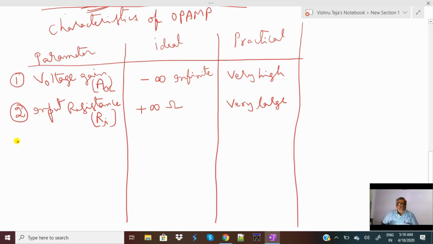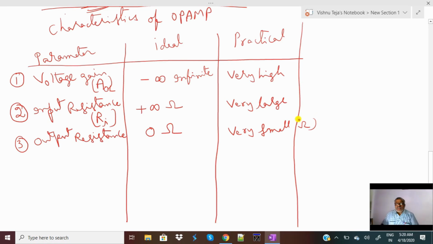a few mega ohms. And the third parameter is output resistance. Output resistance is 0 ohms for the ideal case and very small practically, about a few tens of ohms. And input impedance will be of the order of mega ohms. And the fourth characteristic, which is very important, is perfect balance.